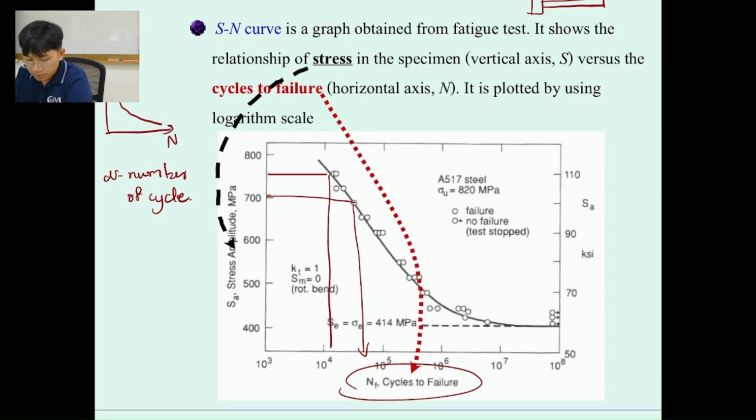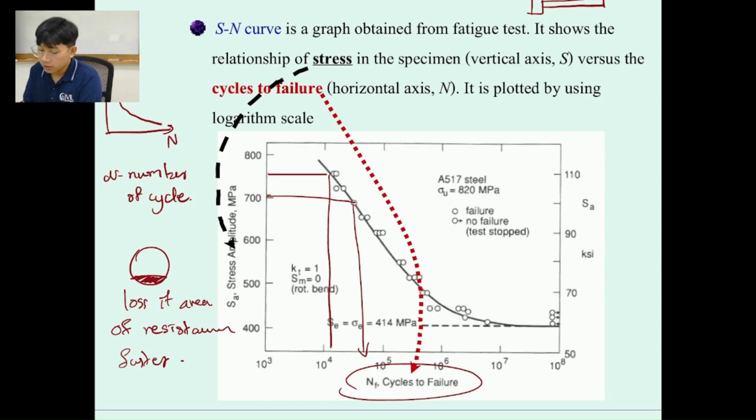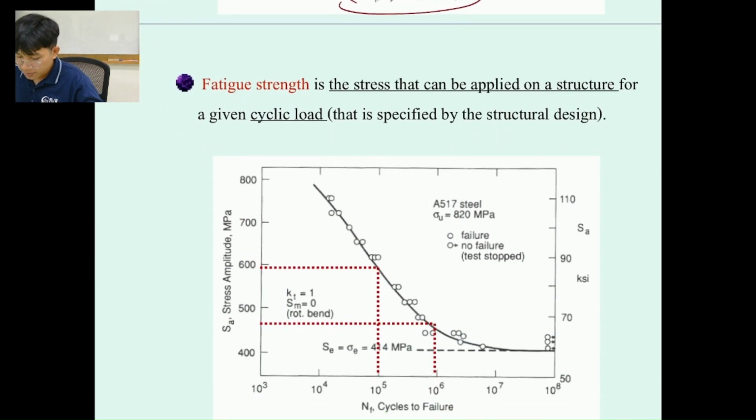It's just because when you apply the large force, the sample is going to lose its area of resistance faster. Okay, but at some point it's not going to lose anything. That point we call the endurance limit. Okay, so let's see how we calculate the endurance limit.